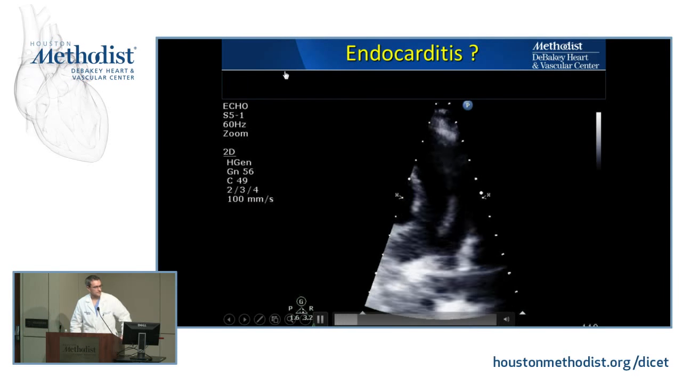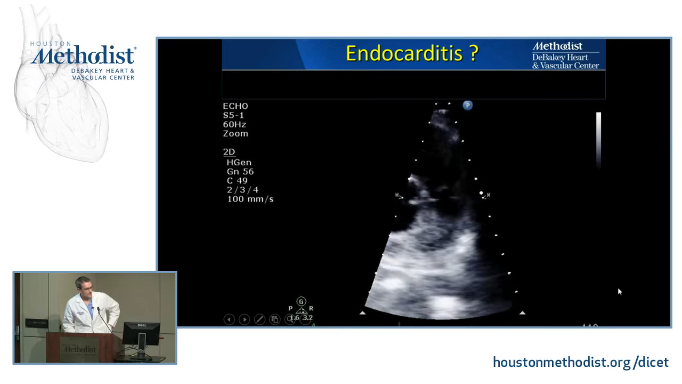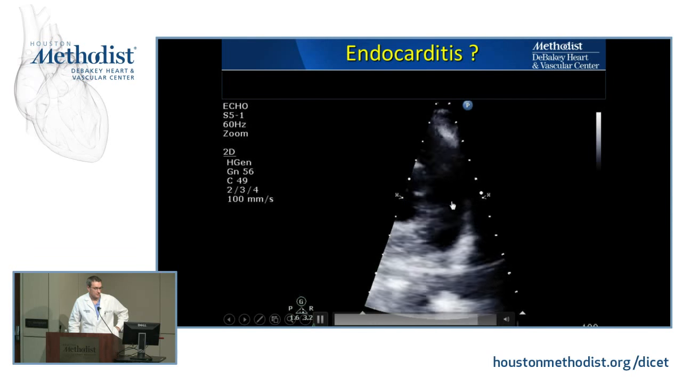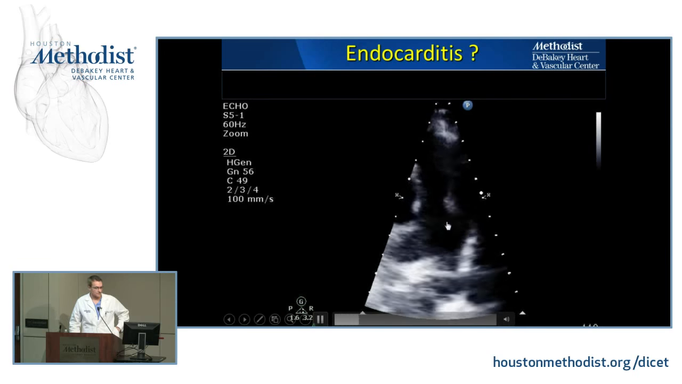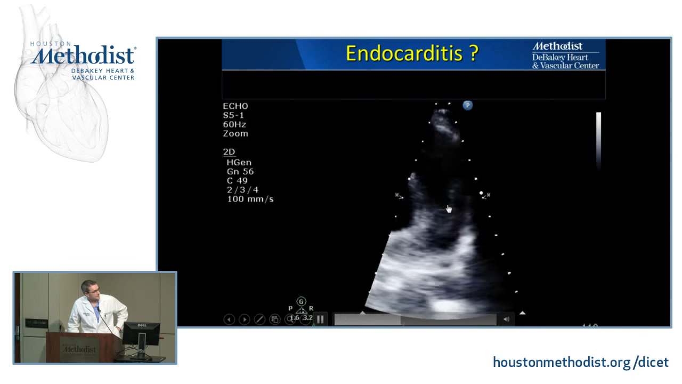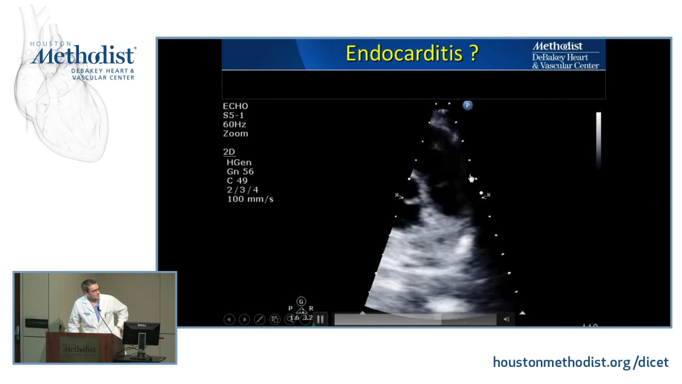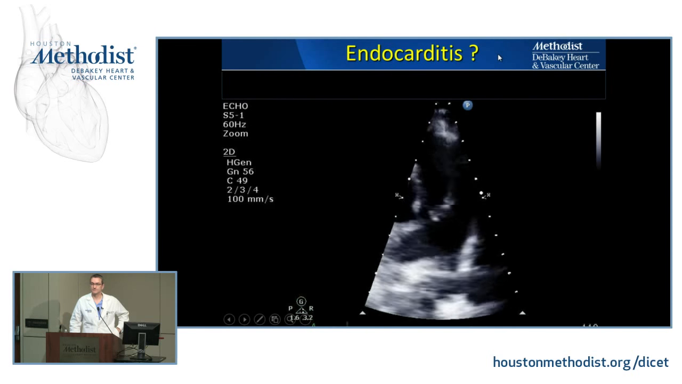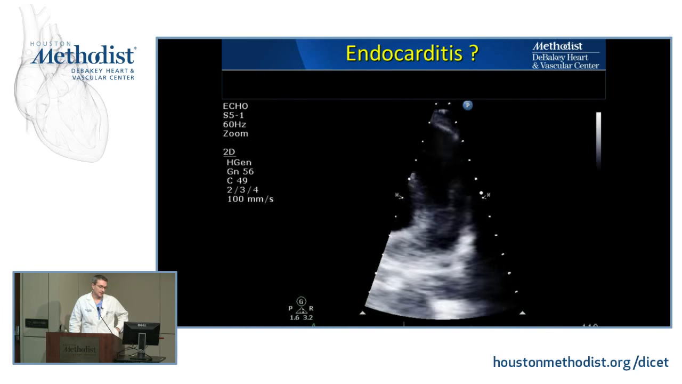Okay. So this is one here. This is looking at the pulmonic valve. And you see, when we look closely in the right plane, and hopefully it projects, you can see this very long linear strand in the pulmonic valve. Question is, is this endocarditis?